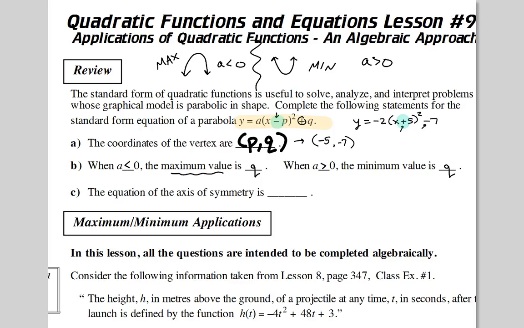And the equation of the axis of symmetry is good: X equals P. Always. Ever since grade 6.